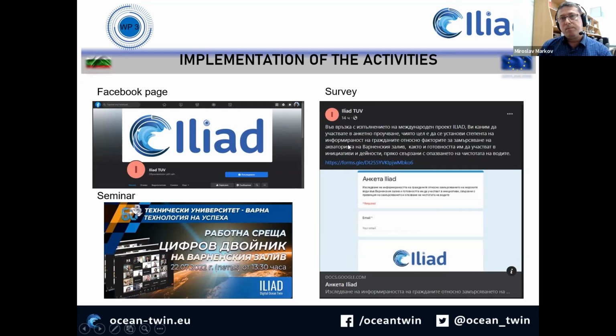Afterwards, we elaborated a survey with the idea to find what is the degree of information of the citizens with regard to the factors for pollution of the sea, and also their readiness to participate in such activities.